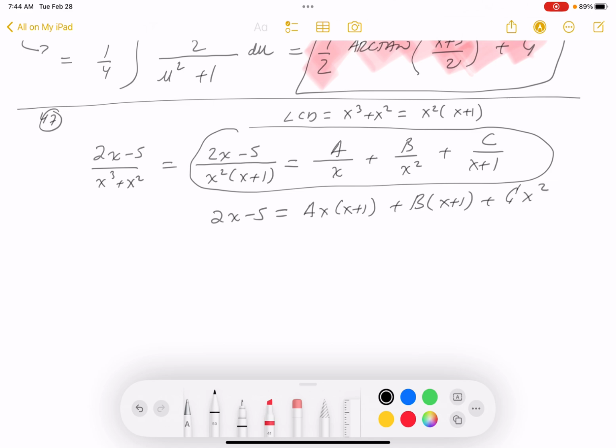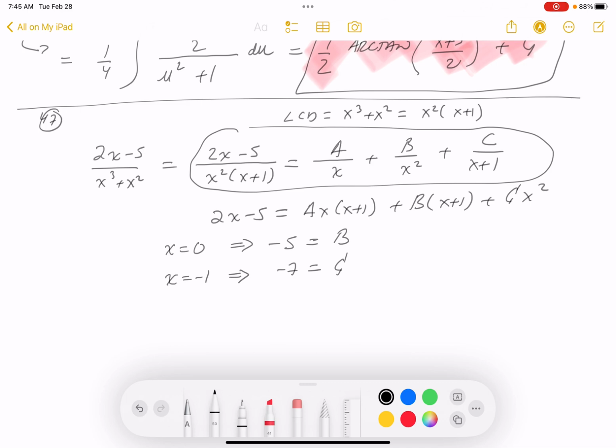Well, I'm going to pick easy numbers again. The number I'm going to pick is x equals 0 first off, because I think it's easy to do. You get minus 5. And what do you get there? Well, the first term disappears, the third term disappears, and you're just left with B now. So B is minus 5. All right, let me take another easy number. I'm going to say x equals minus 1. What do you get there? Minus 7. And if you chose minus 1, the first two disappear, and then you get C. So now I know C is minus 7.